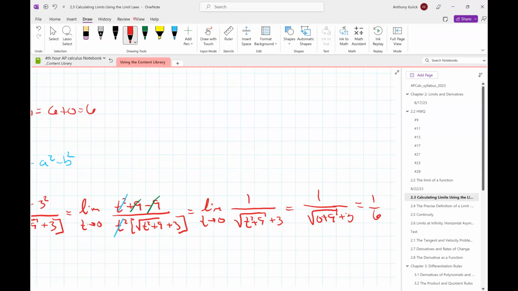That multiplying by a conjugate is a good one to remember. Oftentimes when you see a radical plus something or minus something, use that conjugate. Good things happen.